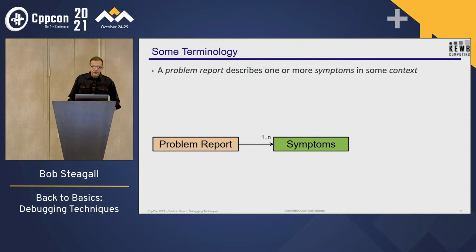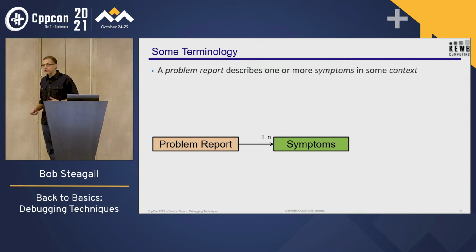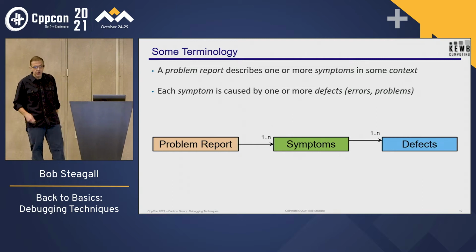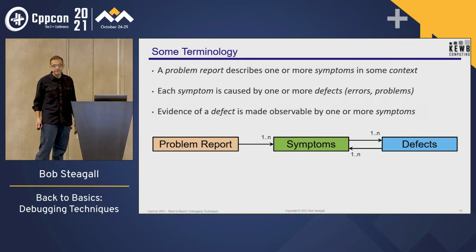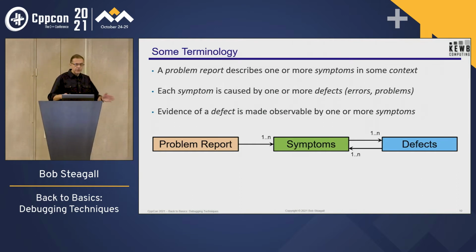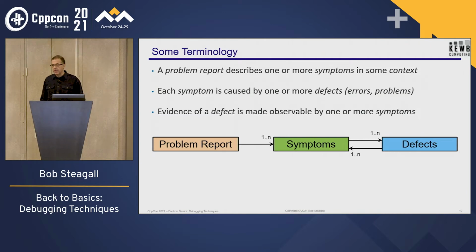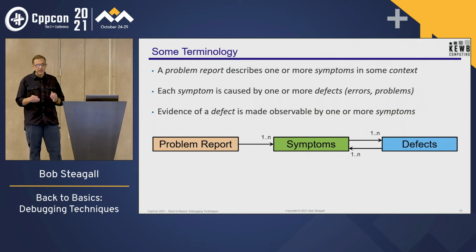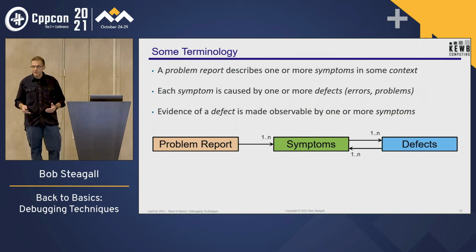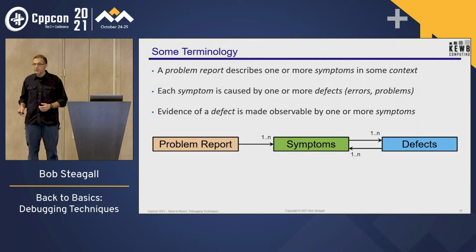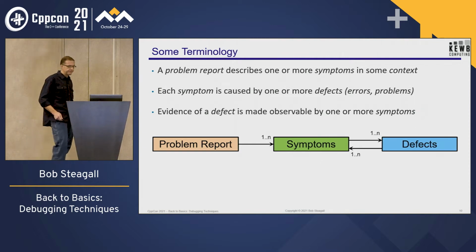So, a problem report describes one or more symptoms in some context. Each symptom, we think, is caused by one or more defects. And evidence of a defect is made observable by one or more symptoms. So, here's a little multiplicity diagram that sort of, in my mind at least, shows the relationship between a problem report, symptoms, and defects. There's not necessarily a one-to-one correlation between symptoms and defects. A given symptom can be a result of multiple defects. A single defect can cause multiple symptoms.